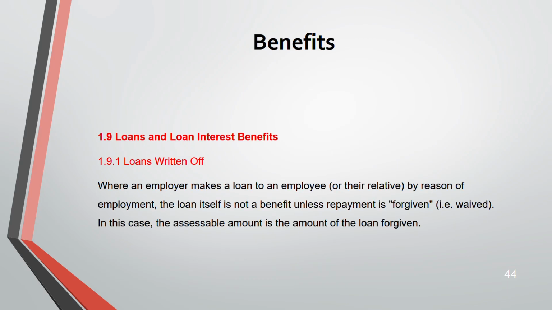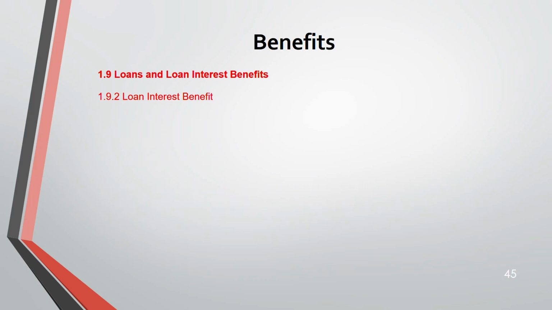First, loans written off. When an employer is making a loan to an employee, the loan itself is not a benefit, but it will be a benefit if your repayment is forgiven by your employer. The employer now says no longer repay the loan, you are forgiven. Then it becomes a benefit. So in this case, the amount of loan that is forgiven is your taxable benefit. But we are more focused on the loan interest part.